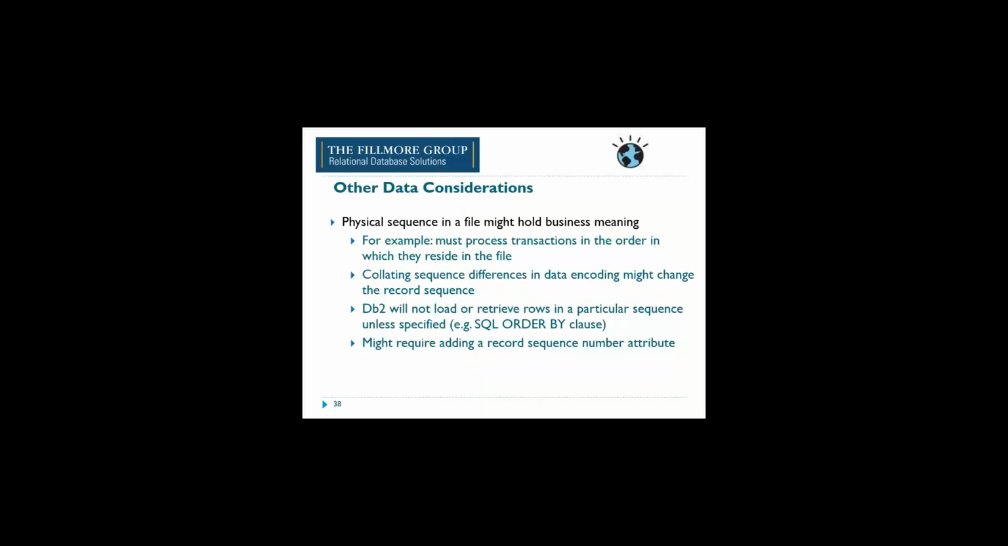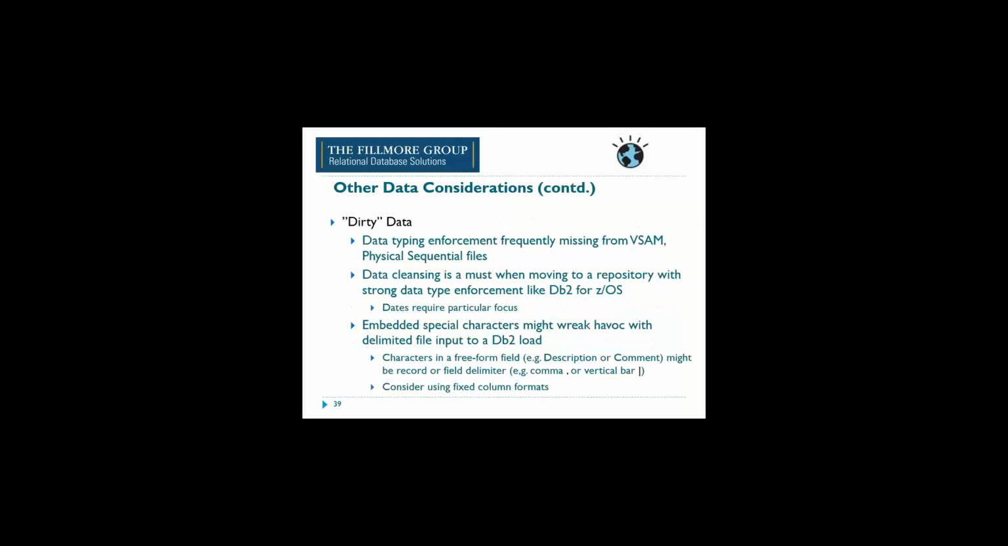So, some other data considerations. I mentioned the physical sequence that the data appears in a file may be significant. DB2 will not load or retrieve rows in a particular sequence unless that sequence is specified, like a SQL ORDER BY clause. So it might require that you add a record sequence number attribute where one doesn't currently exist, in order to maintain that sequence when you're moving data, let's say, from a VSAM file into DB2.